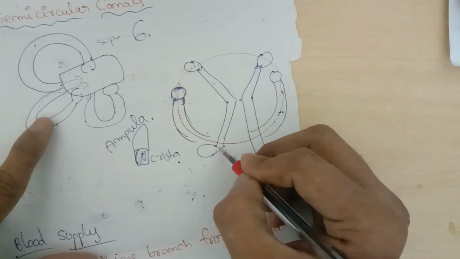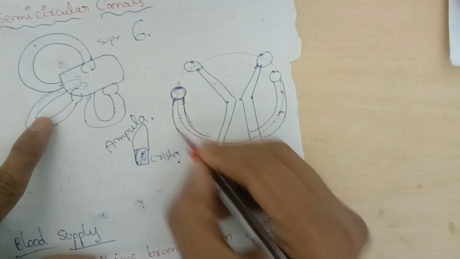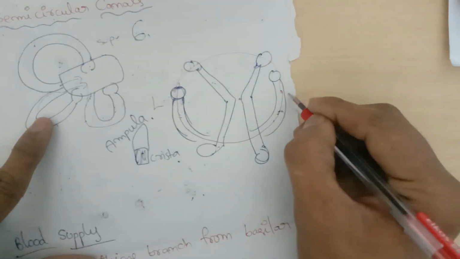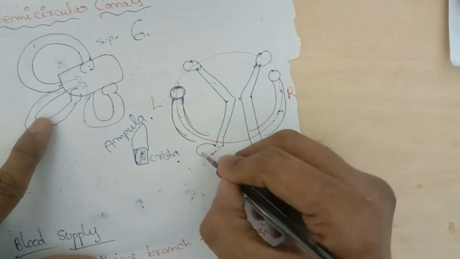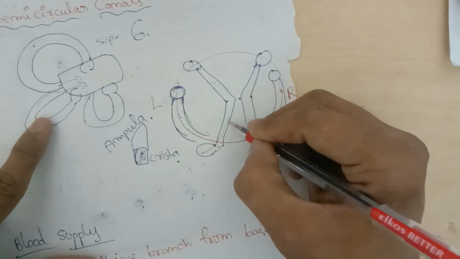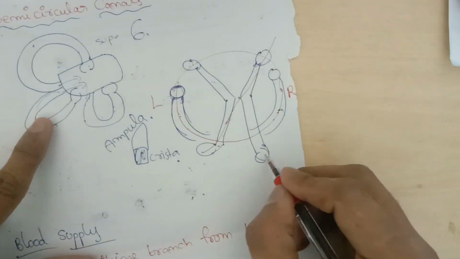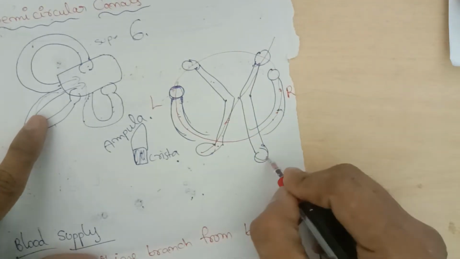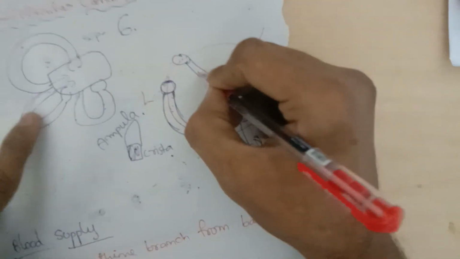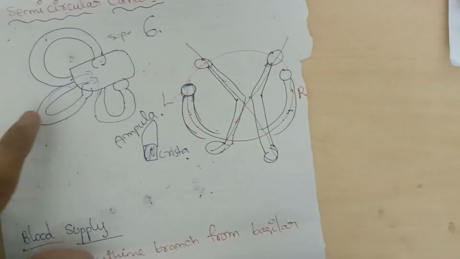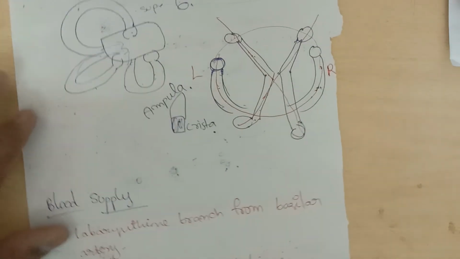This is left, this is right. The posterior of the left and the anterior of the right are aligned in the same way, and the posterior of the right and the anterior of the left. These are the alignment planes of the semicircular canals.